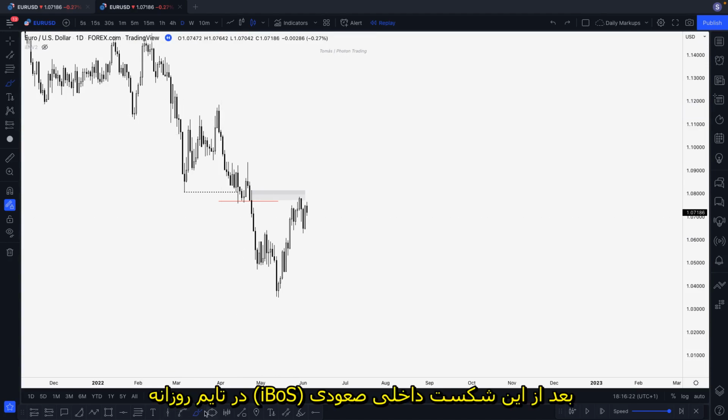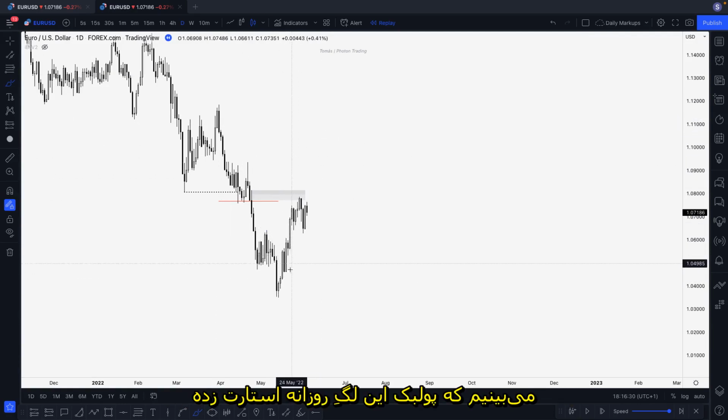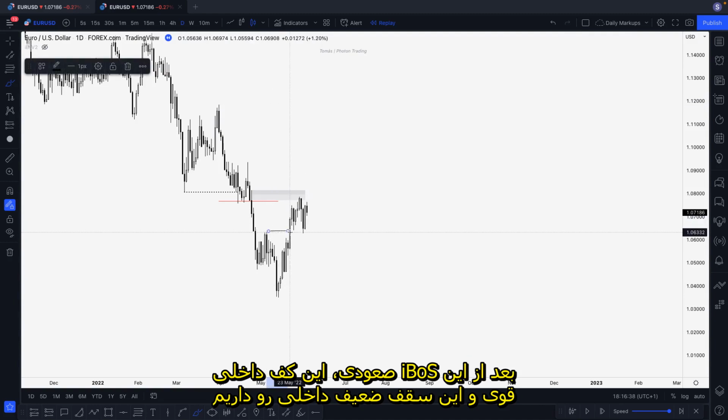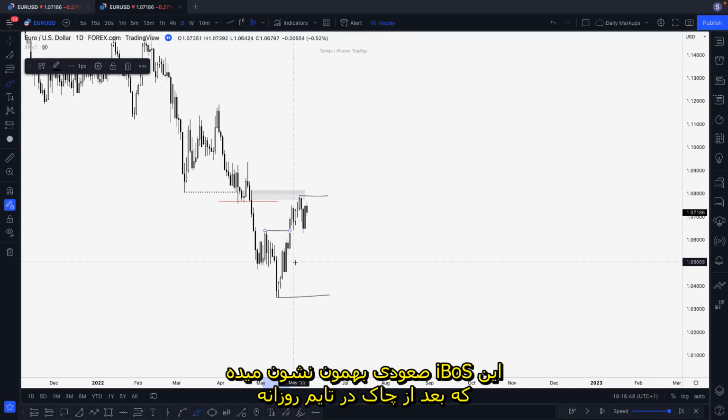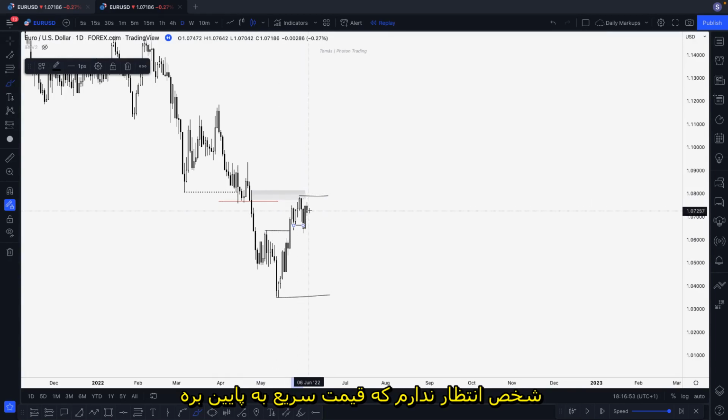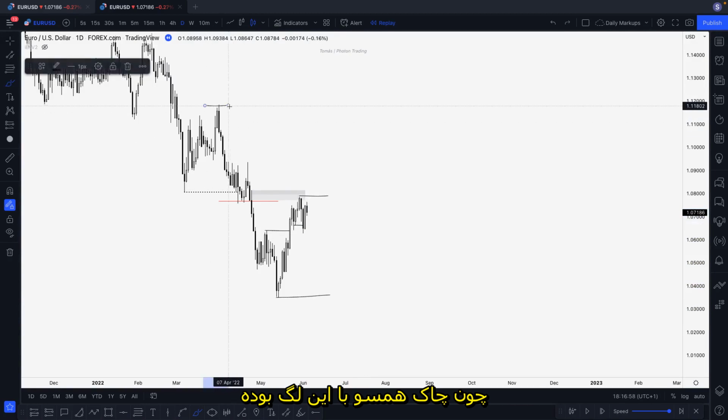Daily time frame. After this internal bullish break of structure on the daily time frame, I understand that I start the pullback of this daily leg. After this internal bullish break, we have this internal strong low and internal weak high on the daily. Because we have an internal bullish break, which indicates that after this change of character on the daily time frame, I personally don't expect price to go to the downside straight away, just because we have the daily choch in line with this leg.